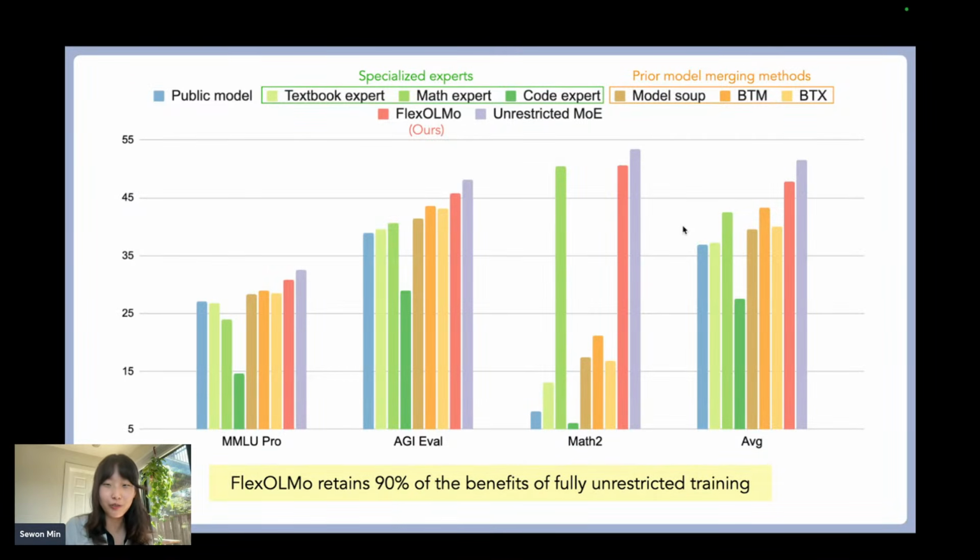So this model is obviously better than all the models because it doesn't have this restriction of keeping every dataset private. But also FlexOlmo retains 90% of the benefit of fully unrestricted training. I thought it's pretty exciting because that means if you're willing to pay for 10% of the performance gains, then you can have lots of exciting benefits such as modular training, keeping each of your data private, and also being able to opt out later on or add new data sets afterward.